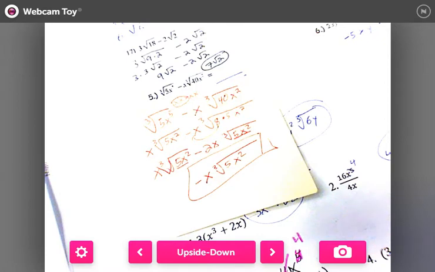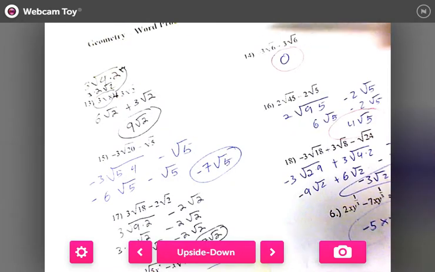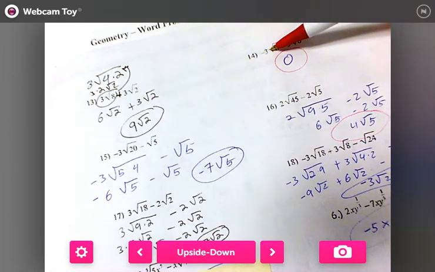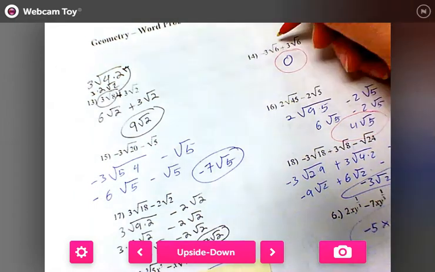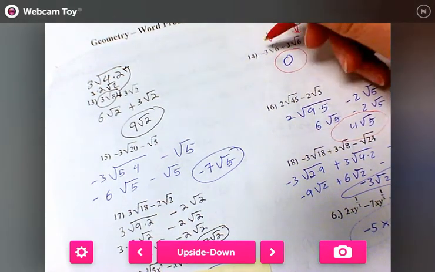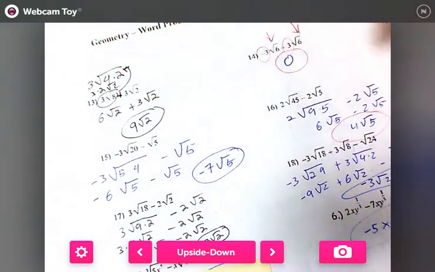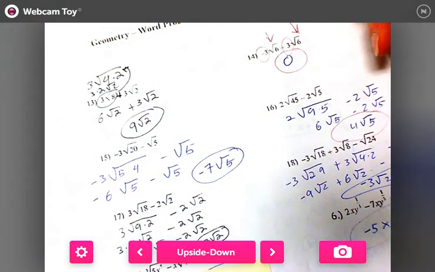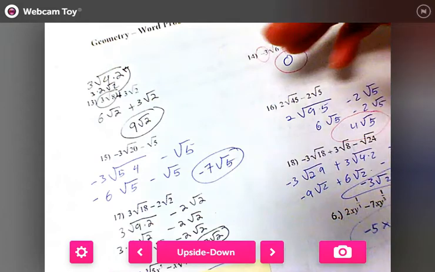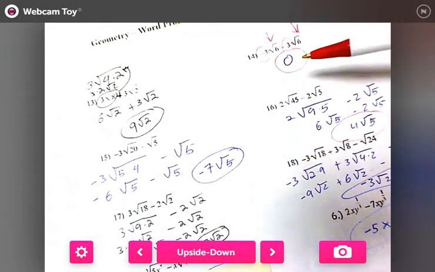Go up to 14. I think it was 14. Do you see how this is negative 3 square root 6 plus 3 square root 6? The square roots are the same, so we just do what's in the front. So 3 minus 3 is 0, right? Oh, so if the square roots are the same, you do what's in the front. Yeah. And if they're different, then you try to make them like number 16.